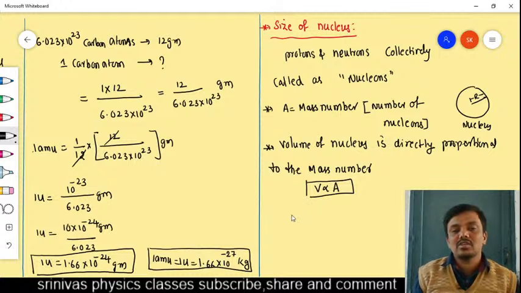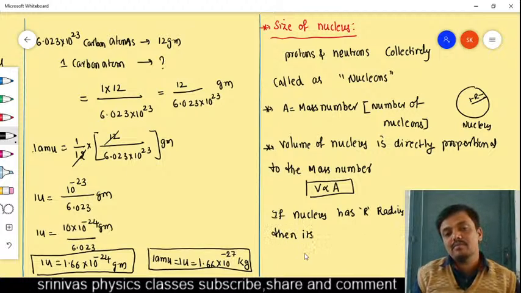Then what is the volume of the nucleus formula? If the nucleus has capital R radius, then what is the formula for its volume? If the nucleus has capital R radius, then its volume we can write as 4 by 3 pi r cube.